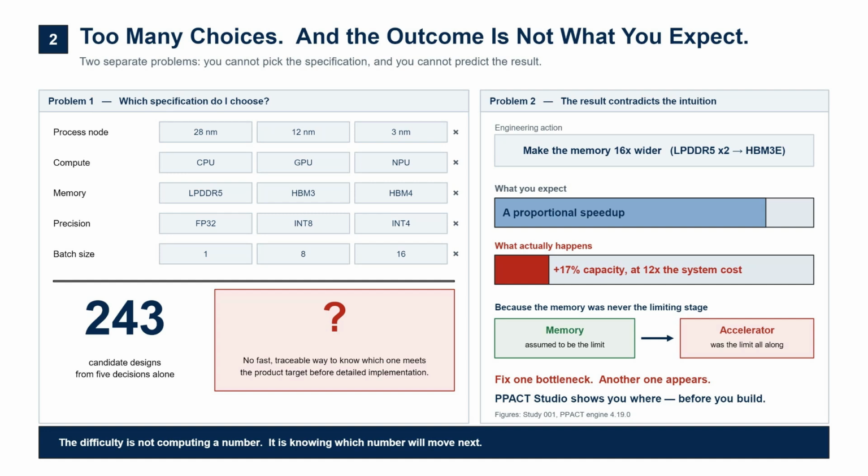This is the problem PPACT Studio is designed to address. The purpose is not simply to calculate metrics. It is to identify which architectural decision deserves attention next.